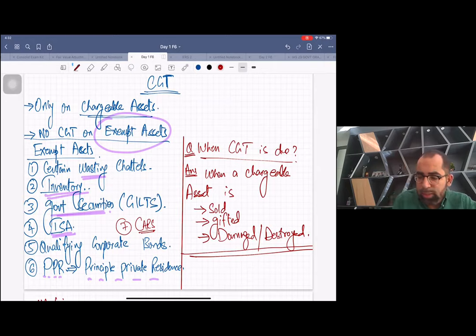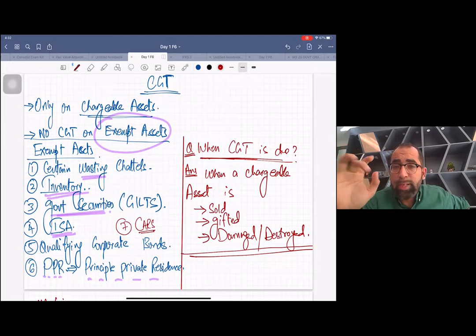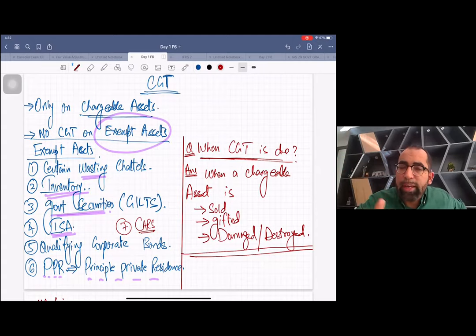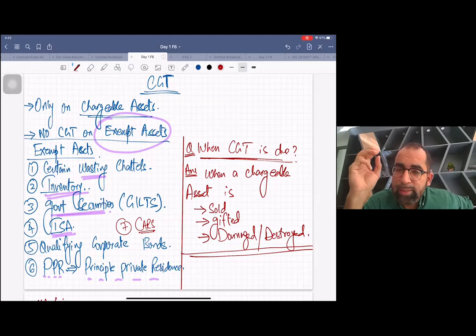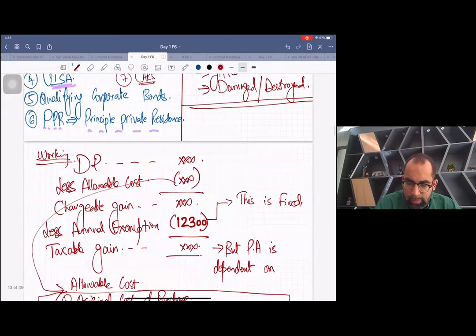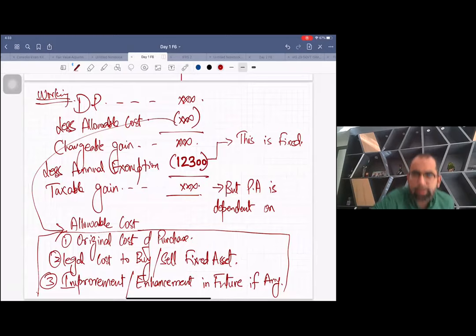Okay. Now, the question is, when is CGT due? When you sell a chargeable asset, or gift it, or it is damaged or destroyed. I hope in your normal classes you must have studied these. I repeat, when the transaction is subject to CGT: when you sell a chargeable asset, or gift a chargeable asset, or a chargeable asset is damaged or destroyed, then CGT is due, okay? Right? Now, this is the format. Give me 1 minute, read it.